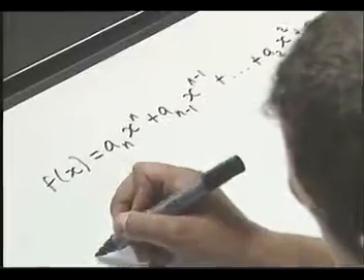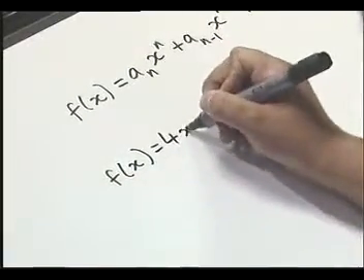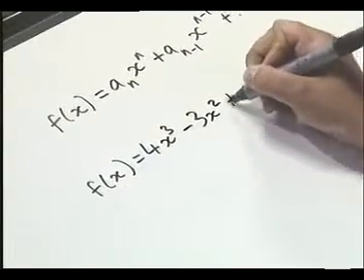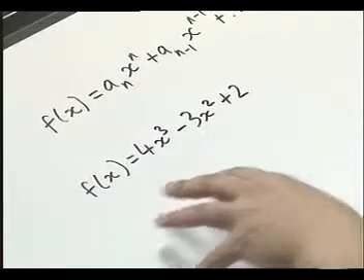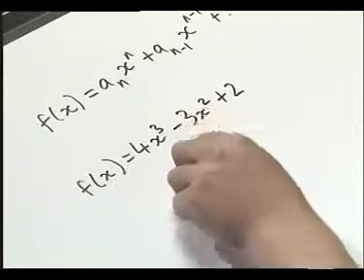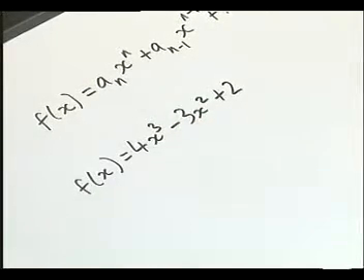Now, this may seem complicated at first sight, but it's not, and hopefully a few examples should convince you of this. So, for example, let's suppose we had f(x) equals 4x cubed minus 3x squared plus 2. Now, this is a function and a polynomial of degree 3, since the highest power of x is 3, and it's often called a cubic.